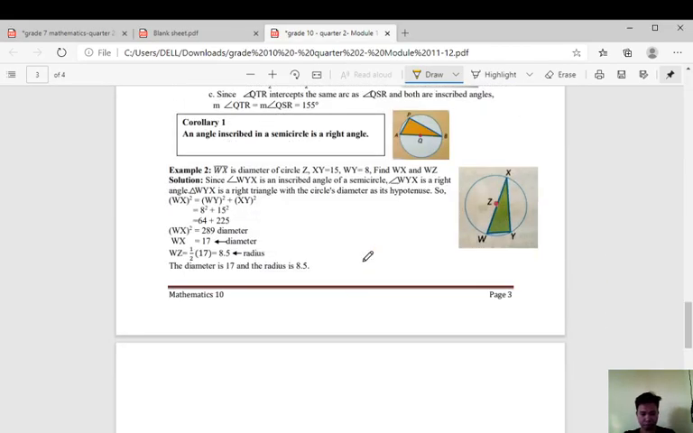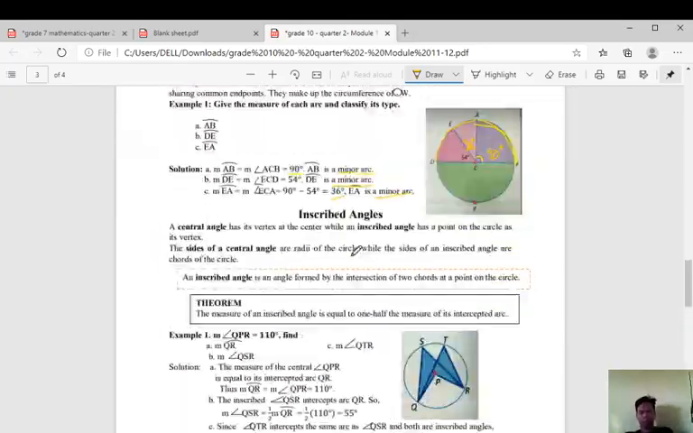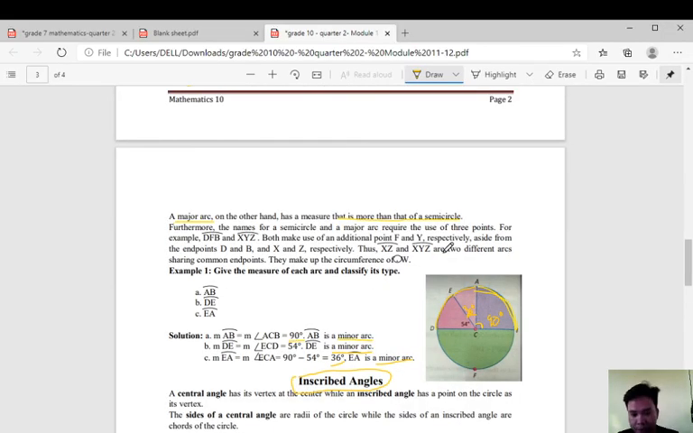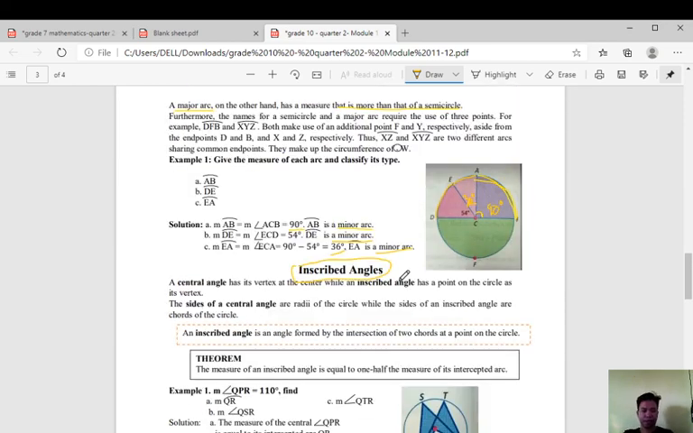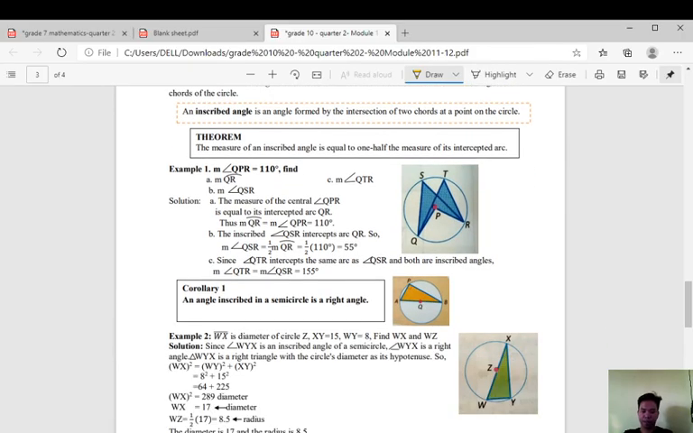Right, so in the next video I'm going to discuss the inscribed angles. So for now, that would be the content of my video tutorial, just an introduction about the geometry of the circle. In my next video I'm going to discuss the inscribed angles.